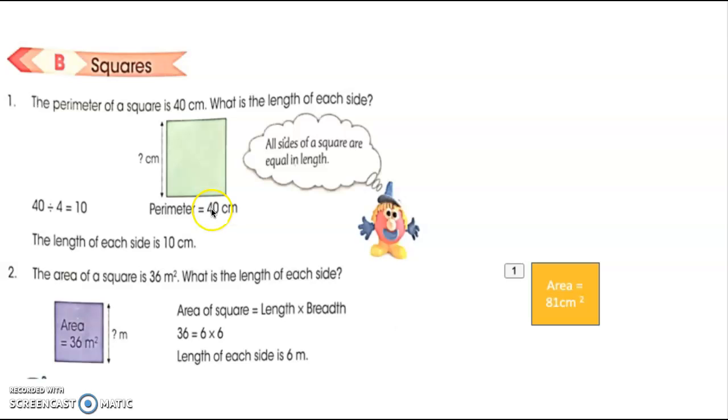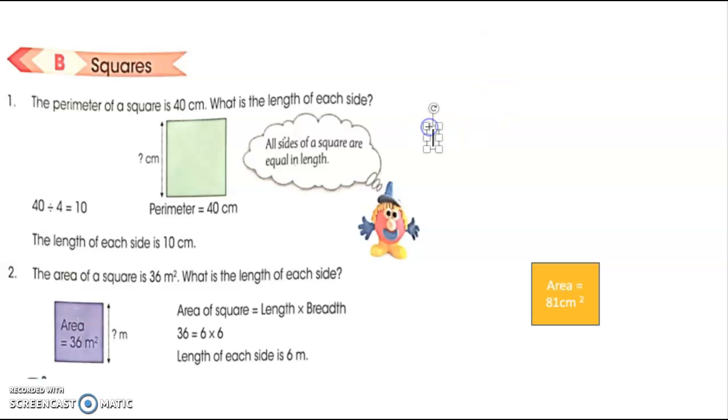When you have 40 as the total perimeter, the perimeter is the surrounding length, right? Adding up the surrounding length of any figure. So the surrounding of a square will be the perimeter, right? We have four sides in the square. So if they give us the total perimeter as 40, then we have to divide by 4 to find one side, one length.